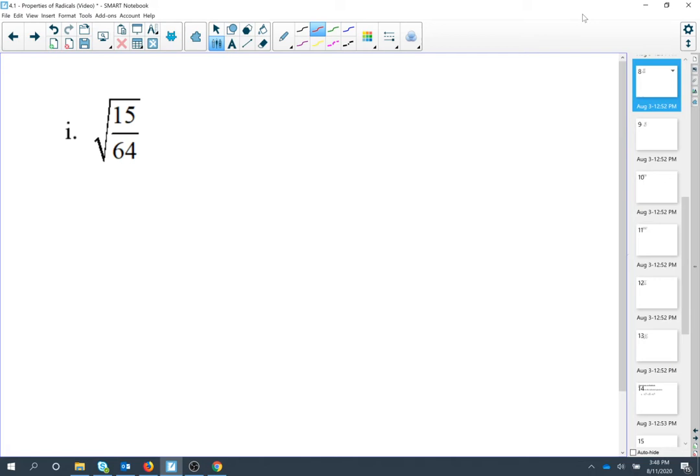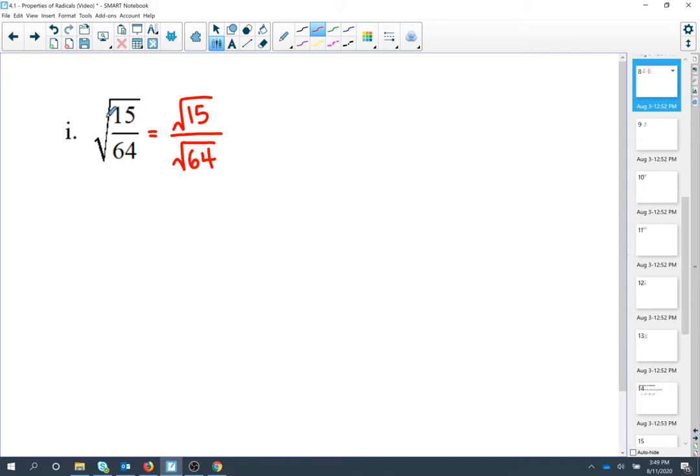Moving on, we're still going to be simplifying radicals, but now we're going to start looking at things other than square roots and other than just multiplication. So, for example, letter I, we now have the square root of 15 divided by 64. Now, one thing we need to know when we're dealing with division is another thing I can do here is I can rewrite this as the square root of 15 over the square root of 64.